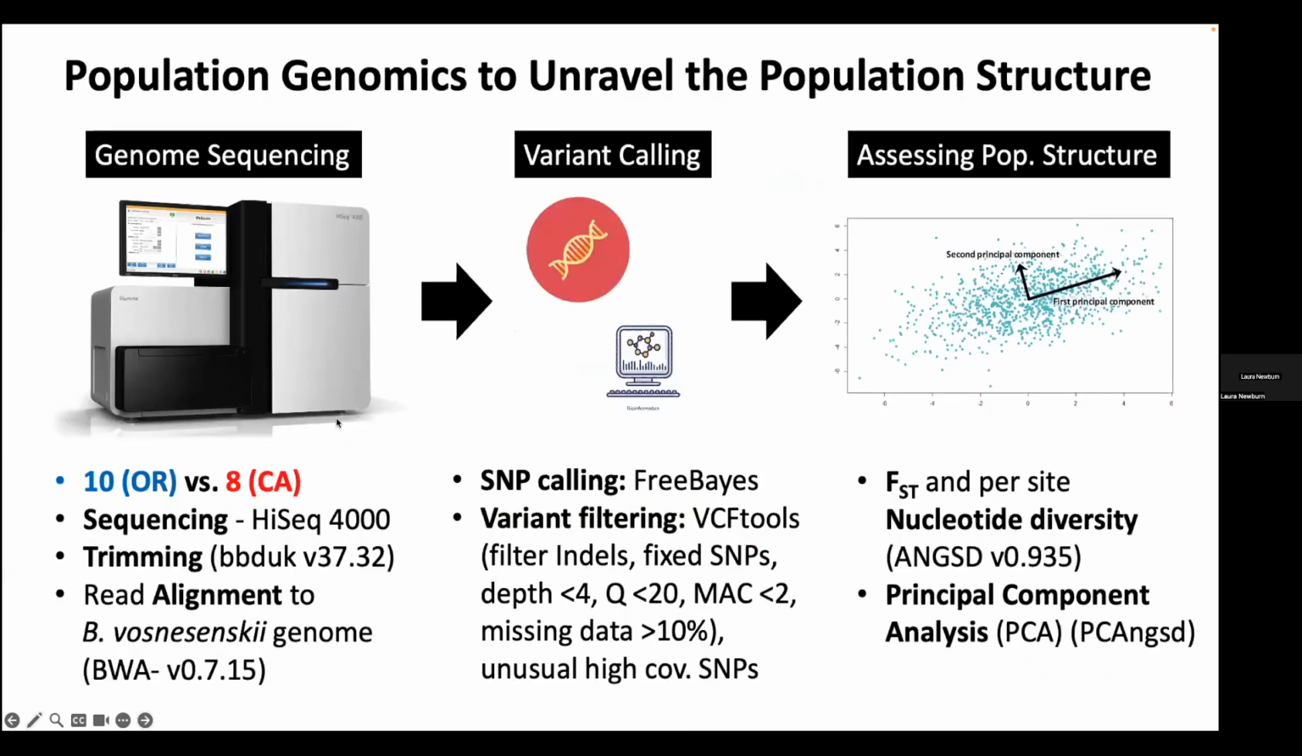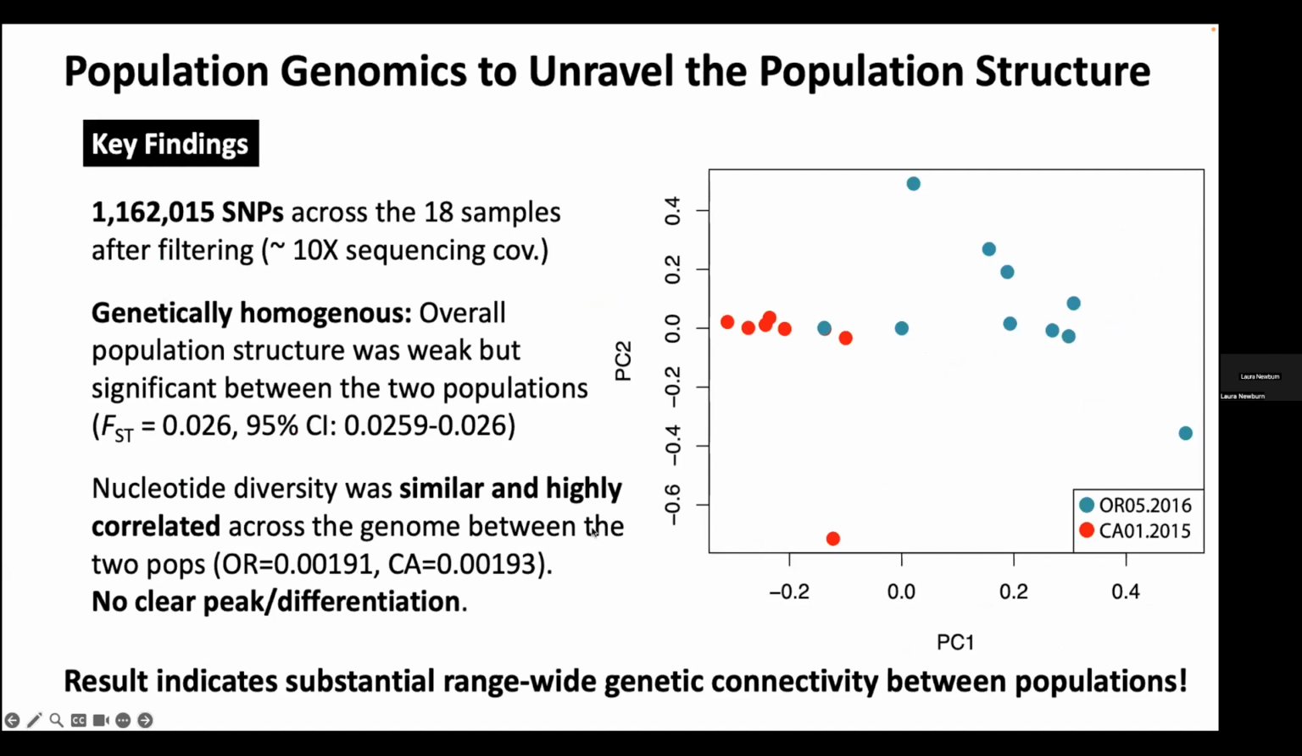First, I would like to go through the population genomics part of this study. We did whole genome sequencing of 18 samples, using a very standard population genomics pipeline, which involves sequencing, trimming the data, alignment to the Bombus vosnesenskii genome, variant calling, and using those variants to look at FST and nucleotide diversity. Let's go quickly through the key findings from this population genomics part of the study.